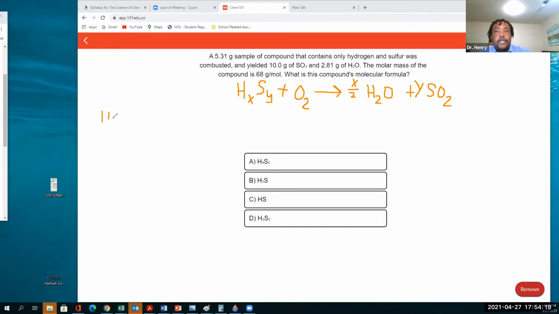So we're going to start off with what's given. We're given 10 grams of sulfur dioxide. Now I'm going to ask you a really hard question. I want you to think about this. You got to think about it real hard. Okay, so if I have 1 mole of sulfur dioxide, now remember, moles are quantity, okay? Then how many moles of sulfur are in that 1 mole of sulfur dioxide?